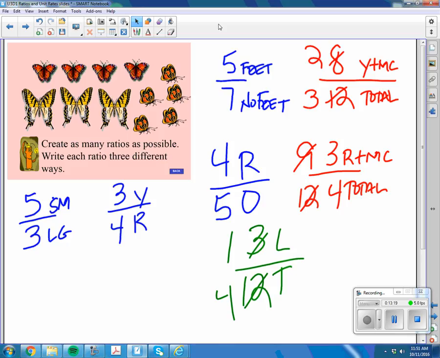Then we get the hair. Yeah, well, we're getting the feet. Who wore socks, who didn't?